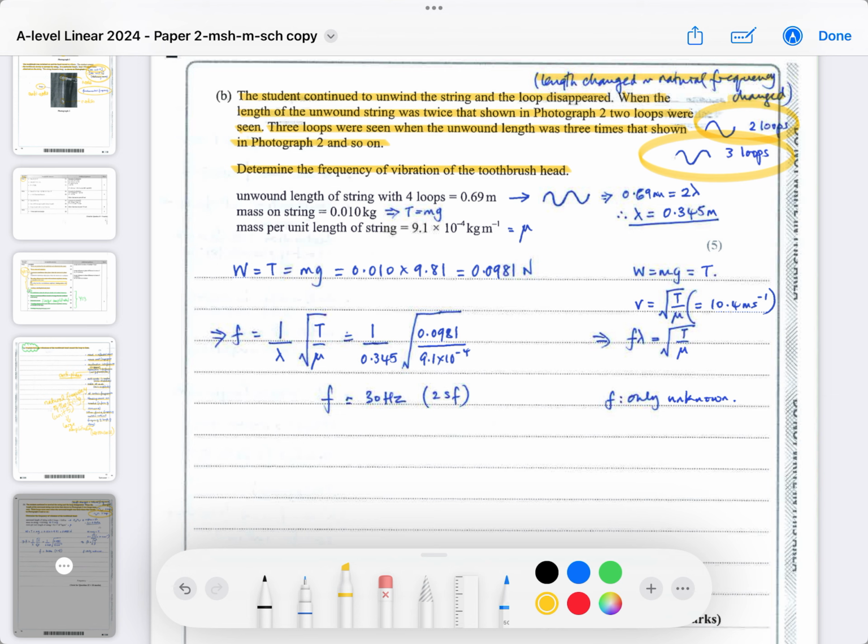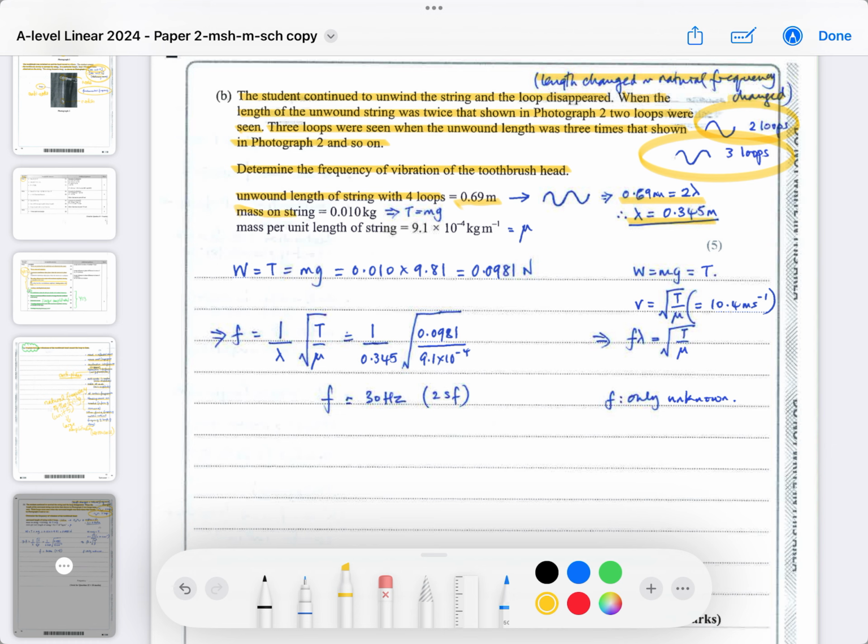Okay, so the unwound length of string with 4 loops, which we haven't talked about so far, so there's 4 loops. 1, 2, 3, 4. 2 on top, 2 underneath, there's 4 loops. So with 4 loops, it's 0.69 meters. Now 4 loops is exactly 2 wavelengths. So you now know the wavelength produced is 0.345 meters. Okay, just by knowing that 4 loops is 2 wavelengths, and they're giving you the length of the string.